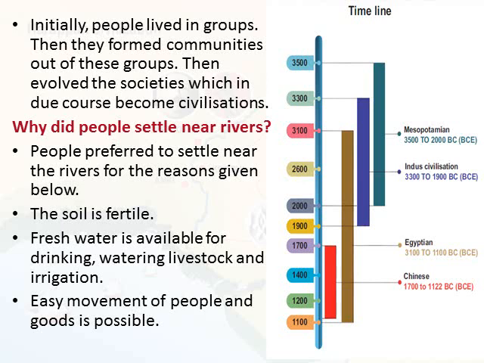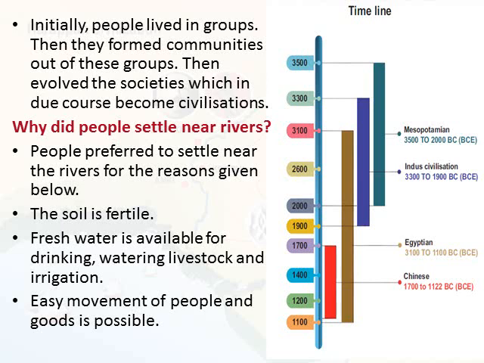Why do you think people settled near rivers? Why were they settling near the rivers? People prefer to settle near the rivers for the reasons given below. The first one is the soil is fertile. Since it is near the river, the soil is very fertile. Fresh water is available for drinking, watering livestock and irrigation. So you have water available for drinking, watering the livestock as well as for irrigation. And easy movement of people and goods is possible. So the river is a means of transport for goods and people.